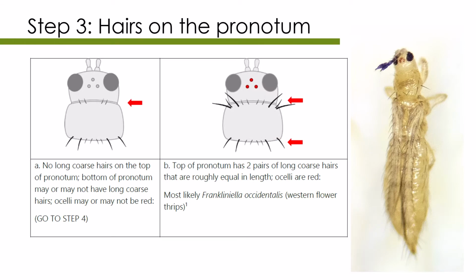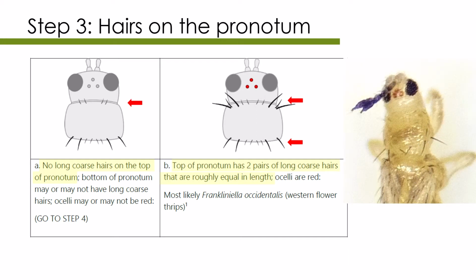In step 3, we're looking at multiple characteristics, so let's look at it one sentence at a time. In option A, the first statement is that there are no long coarse hairs on top of the pronotum. The corresponding statement in option B is that the top of the pronotum has 2 pairs of long coarse hairs that are roughly equal in length. Let's take a closer look at our specimen. Here we don't see any long hairs on top of the pronotum. This suggests that option A is the answer. But in order for us to accept this answer, all of the statements in this box must be true. So let's keep reading.